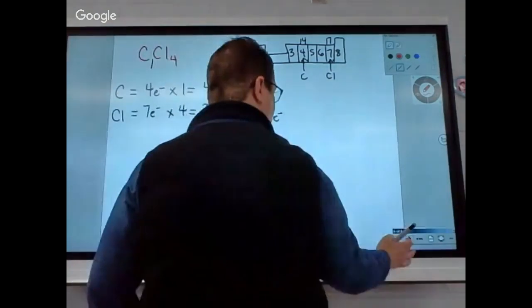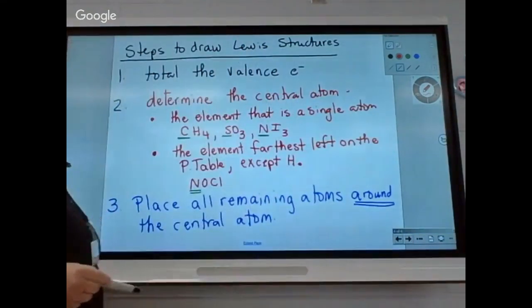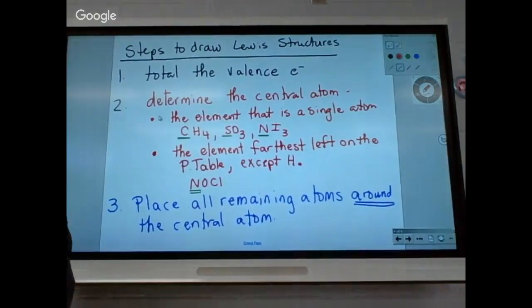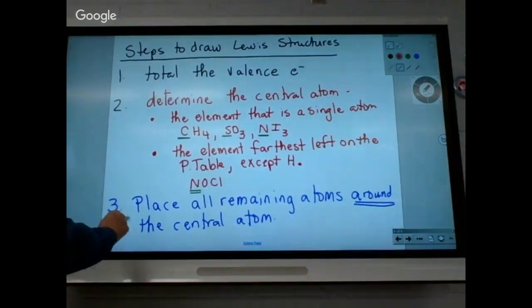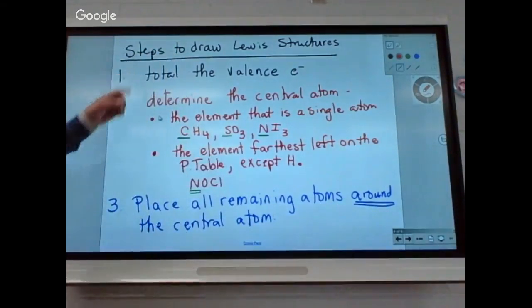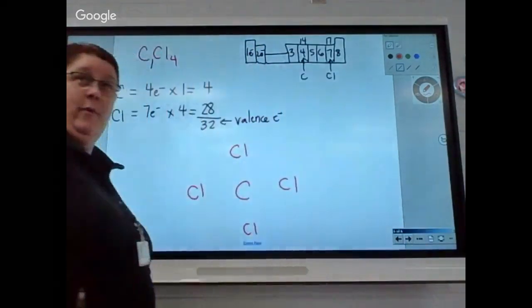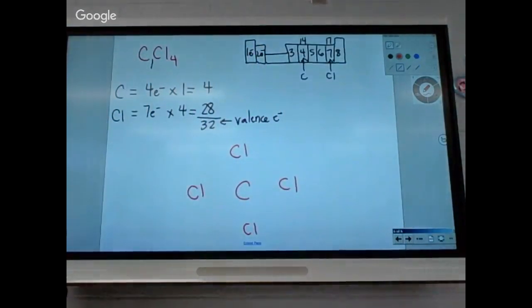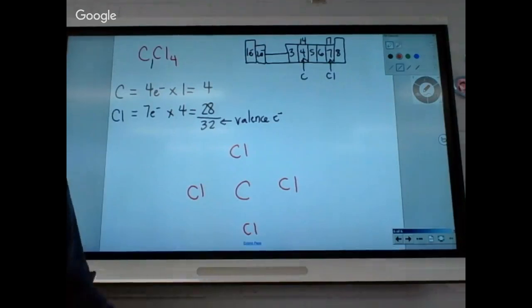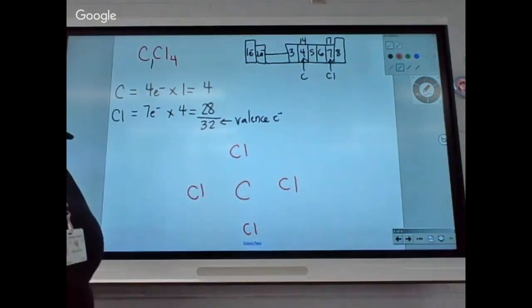Step 2 said to find the central atom. What was the central atom? Carbon. So I put it in the middle. Step 3 says place all the remaining atoms around it. How many chlorines did my formula say I had? 4. So that's why I drew 4 chlorines. Does everybody understand why I drew 4? Okay, the dots are next. So I'm drawing how many dots? 32.